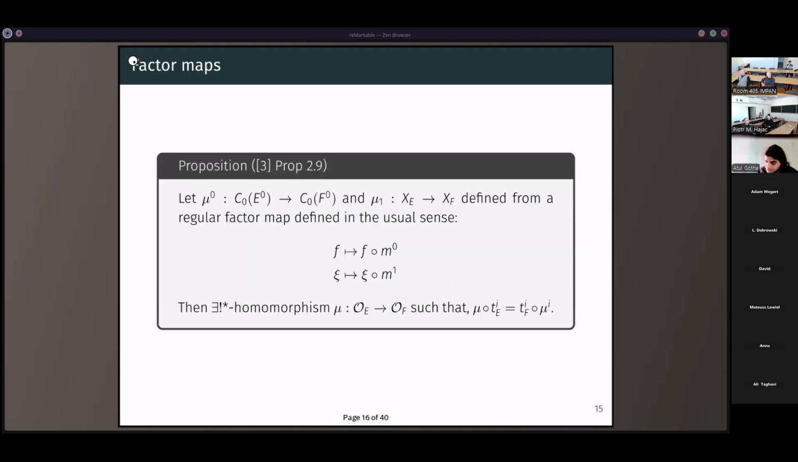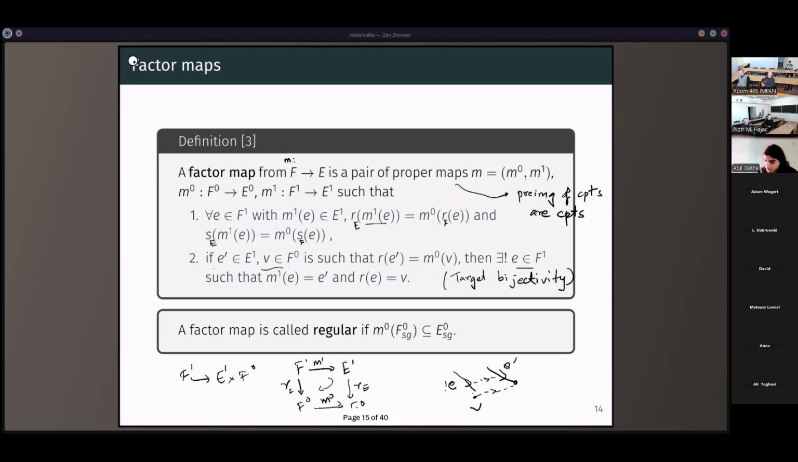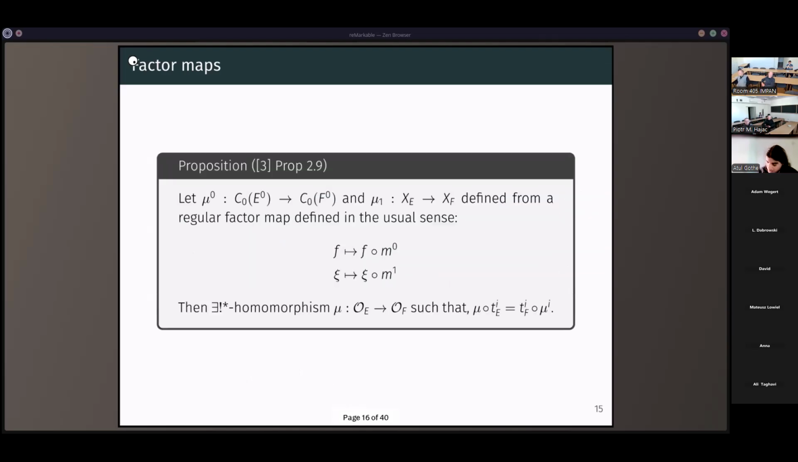So once we have such a factor map, say M is a factor map between F and E, then we have a contravariant functor. That is, we have a star homomorphism in the opposite direction, mu, from the C star algebra corresponding to the topological graph E to F. And here these are defined using the representation of these Cuntz-Pimsner algebras.